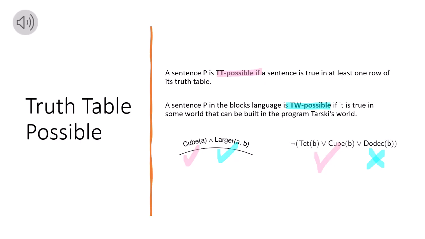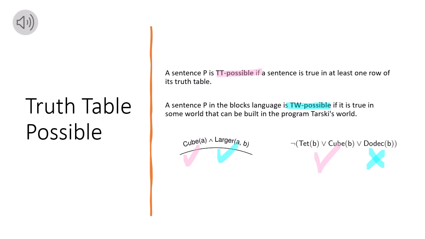Now, back when we were analyzing necessity, we ran into this sentence, the negation of tet B or cube B or dodec B, that disjunction. And we found that it was impossible to build a world in the program Tarski's world that made this particular sentence true. And that's because no matter how hard we move around B, it either has to be a tetrahedron, a cube, or a dodecahedron. That's all there is in that program Tarski's world. And so the negation would certainly make it false. So this thing would not be TW possible.